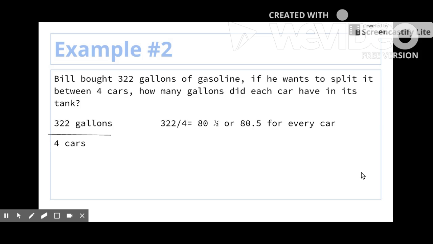The second example that we have is this. Bill bought 322 gallons of gasoline. If he wants to split it between 4 cars, how many gallons did each car have in its tank? For this problem, you want to use the same method as the last one and divide the top number by the bottom number. In this case, it would be 322 divided by 4. The answer of the question will be 80 and 1/2 or 80.50.